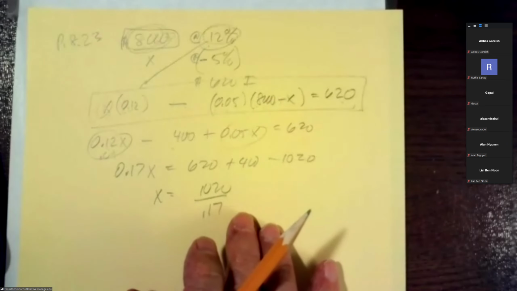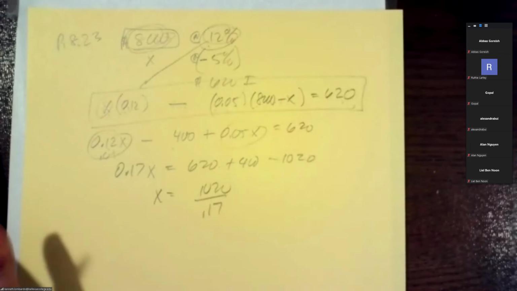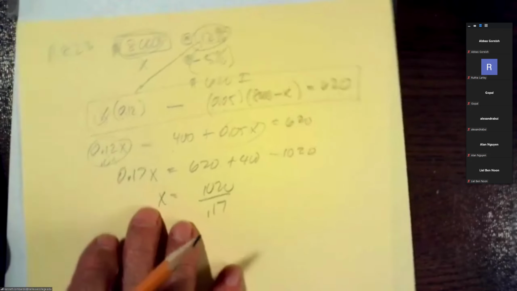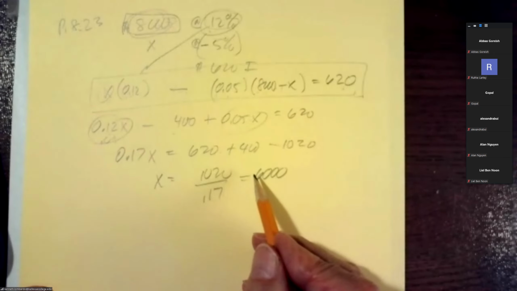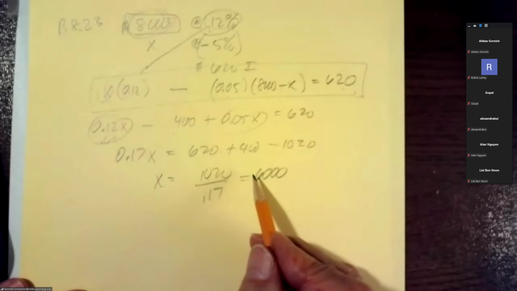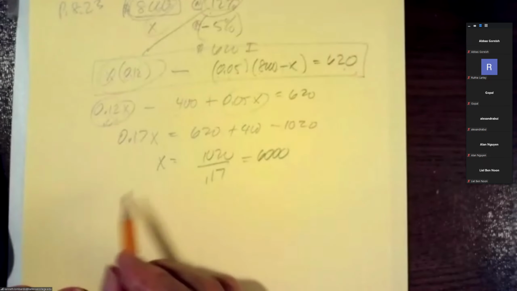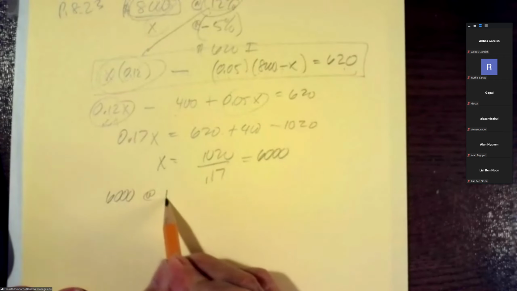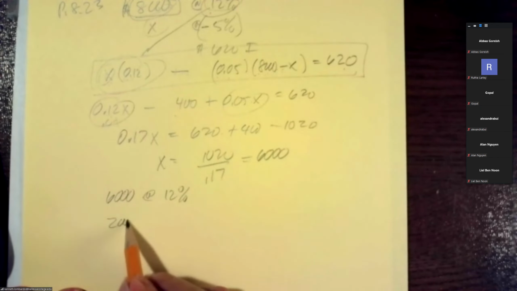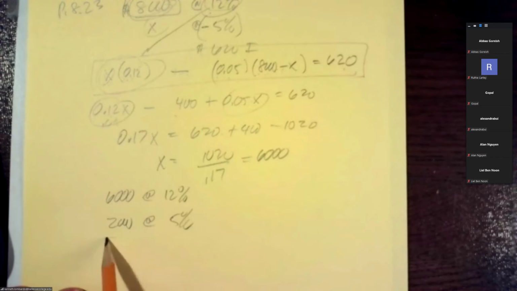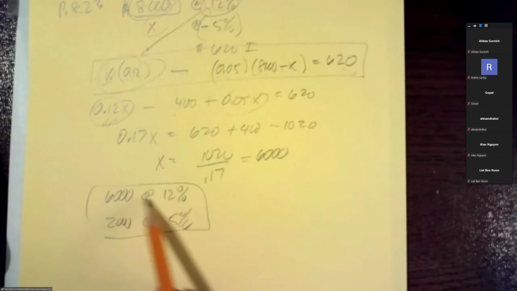Looks like that's, what is that? 1020 divided by 0.17. Looks like that's 6,000. Okay, so 6,000 is the value we get for x, and x was the amount at 12%. So 6,000 at 12%, and the remainder, that's 6,000 from 8,000, so that's 2,000 at 5%, which generated the loss. So how much was invested in each one? 6,000 at 12% and 2,000 at 5%.